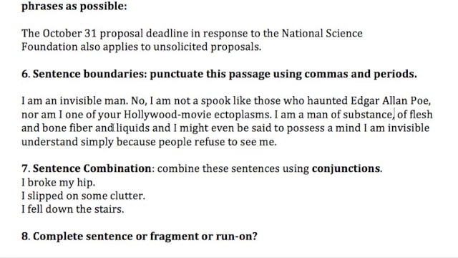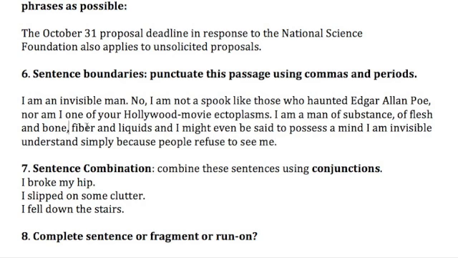So we also know that when you have a list of items in a series, you put commas between each item and then you stick a conjunction before the last one at the end. But here we have 1, 2, 3 conjunctions, and that tells us something about of flesh and bone. Those two things probably go together. So let's say that's our second item. Fiber and liquids, let's say those two go together. So that's our third item. And then we have our final conjunction here. And I might even be said to possess a mind.